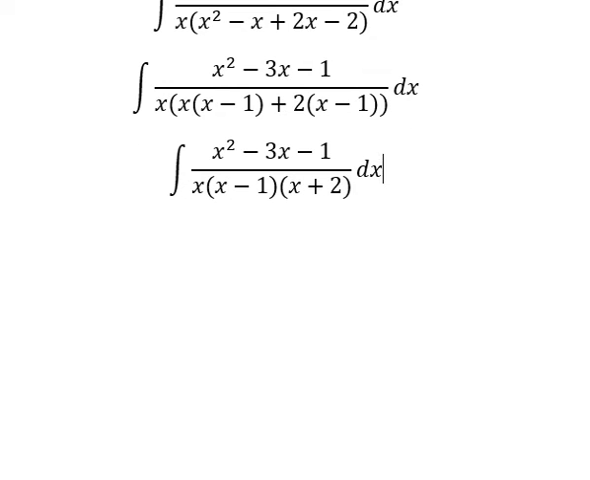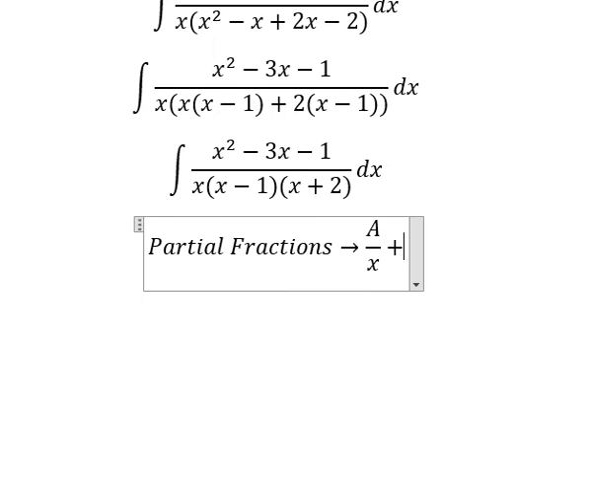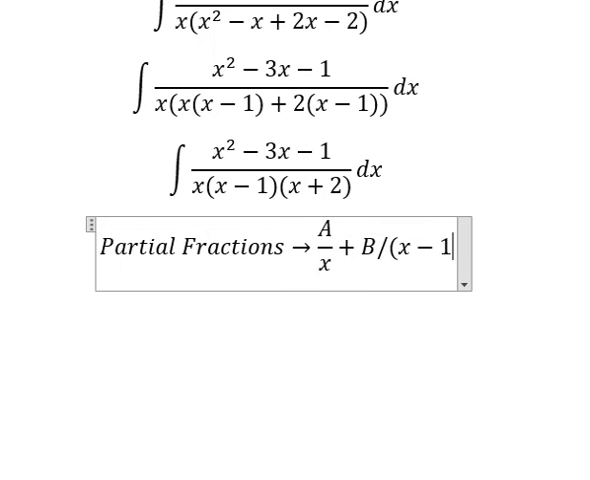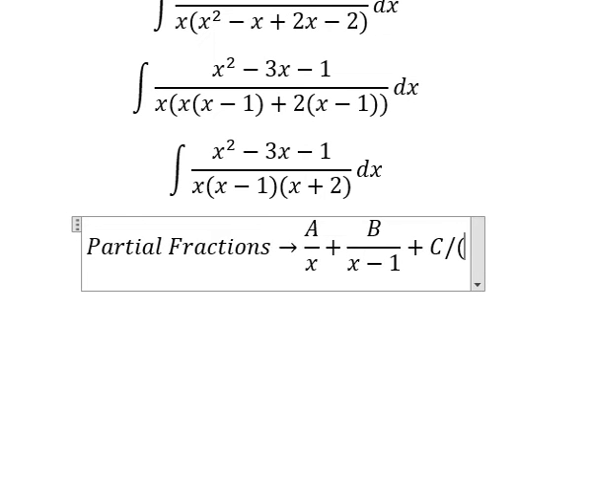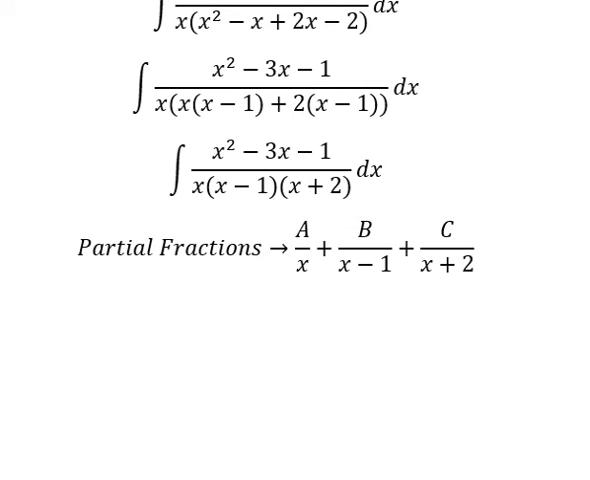Now we can do partial fractions. So I will put capital A over s, capital B over s minus 1, capital C over s plus 2. Now we do common denominator.